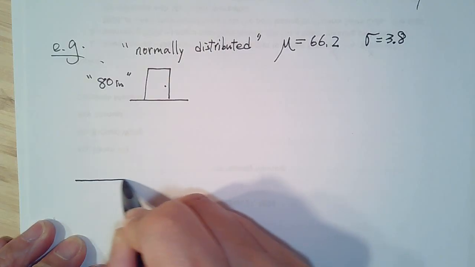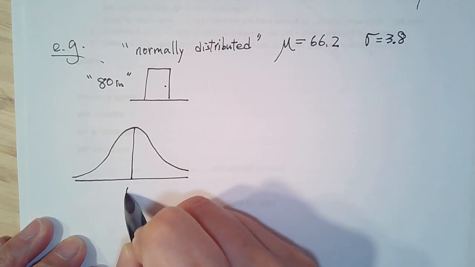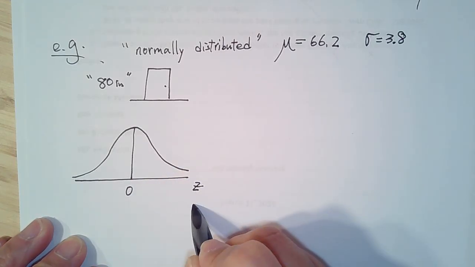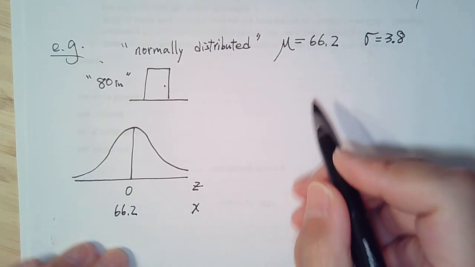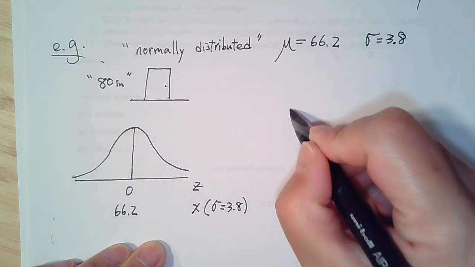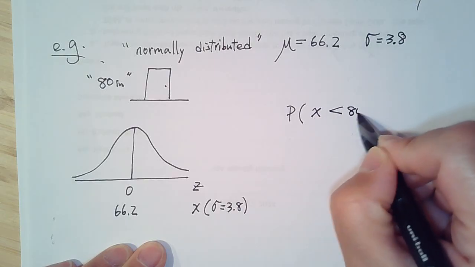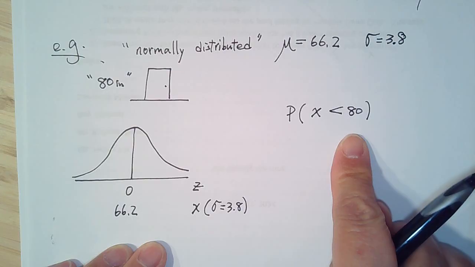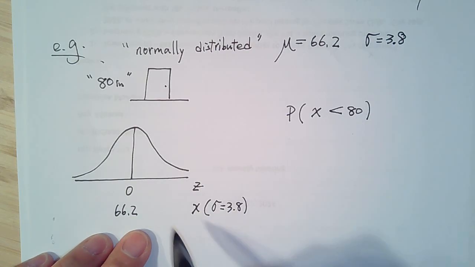Again, draw the curve and put here's a 0, here's a z, and here is a x, and we put the mean 66.2, and we put the standard deviation 3.8 here. What we're looking for is the probability that x is less than 80. I want to see whether this probability compares with 95%. We're going to see how it works. So here's 66.2. We talk about x, and where should 80 be? 80 should be somewhere here, right?